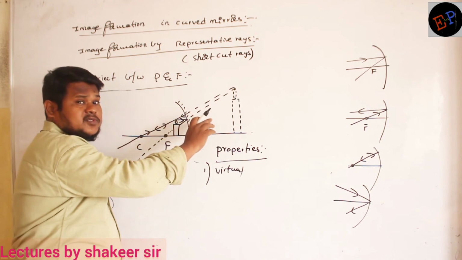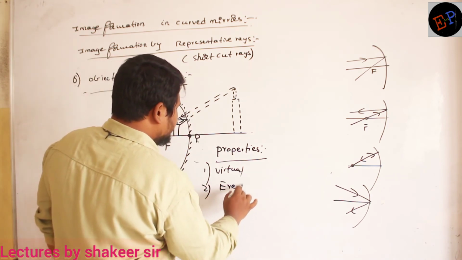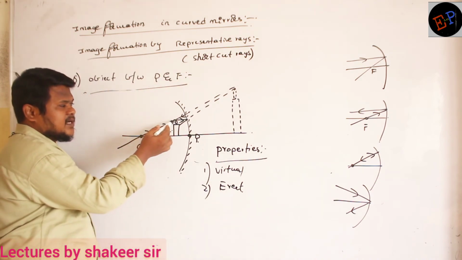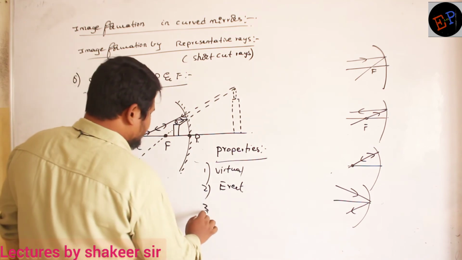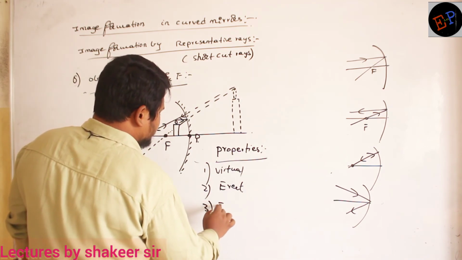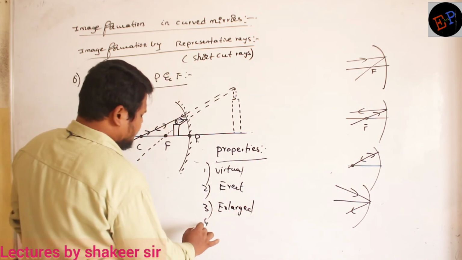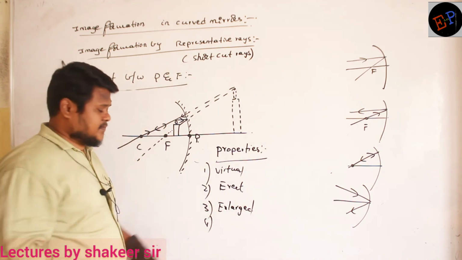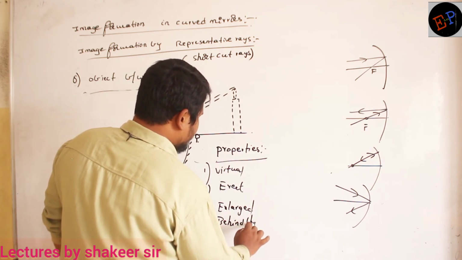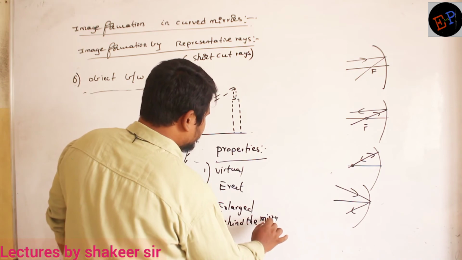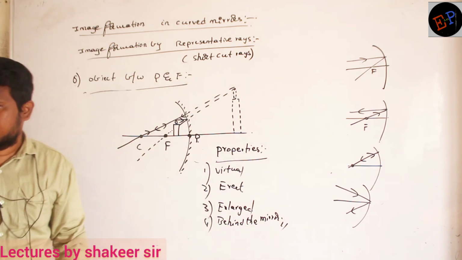So what kind of image? Virtual image. Second one, erect image. It is not an inverted image, no, ma? See, the top of the candle is here, and the top of the image is here. Erect image. Third one, enlarged image. Clear, ma? Fourth one is behind the mirror, or inside the mirror. The image is formed inside the mirror. Are you able to understand, ma?